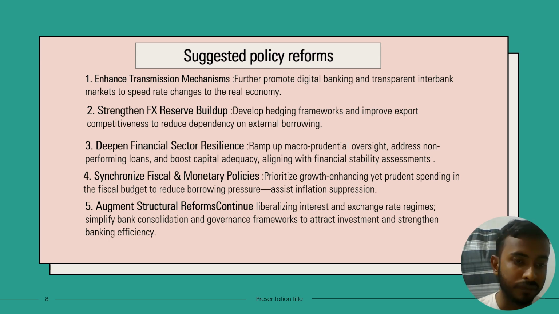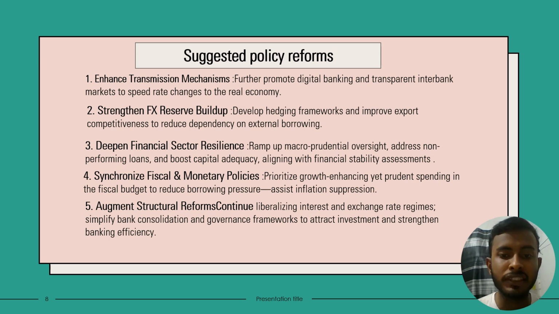The fourth is fiscal and monetary policy coordination. Prioritize growth-enriching yet prudent spending in the fiscal budget to reduce borrowing pressure, assist inflation suppression, and continue structural reform. Liberalize interest and exchange rate regimes, simplify bank consolidation, and improve the government's framework to attract investment and strengthen banking efficiency.